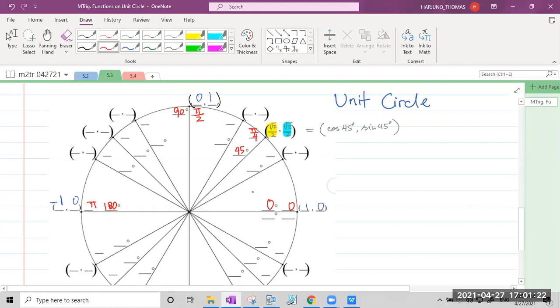Now, if the angle is 30 degrees, in radians that's pi over 6. Then what will the coordinate be? That corresponds to cosine 30 degrees for the x component, sine 30 degrees for the y component. Then what do you remember about those values? Sine 30 degrees is 1/2. Cosine 30 degrees is radical 3 over 2.